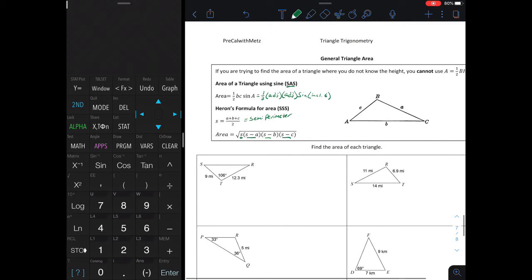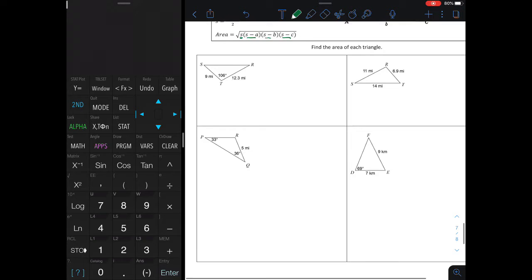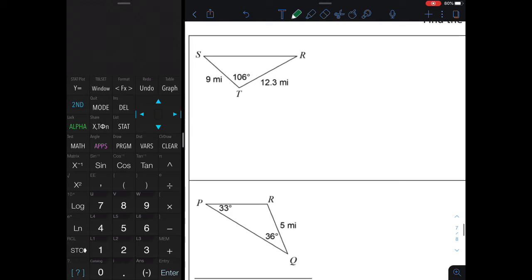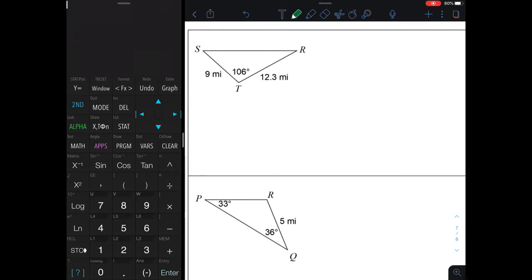So we're going to work through three problems I want to do here today, just finding the area. Looking at the first one on the top left-hand side, our goal is to find the area. I look at the information we have: we have 2 sides and an included angle. Because the angle is included between the 2 adjacent sides, I could simply find the area of the triangle by doing 1/2 times 9 times 12.3 times sine of 106.